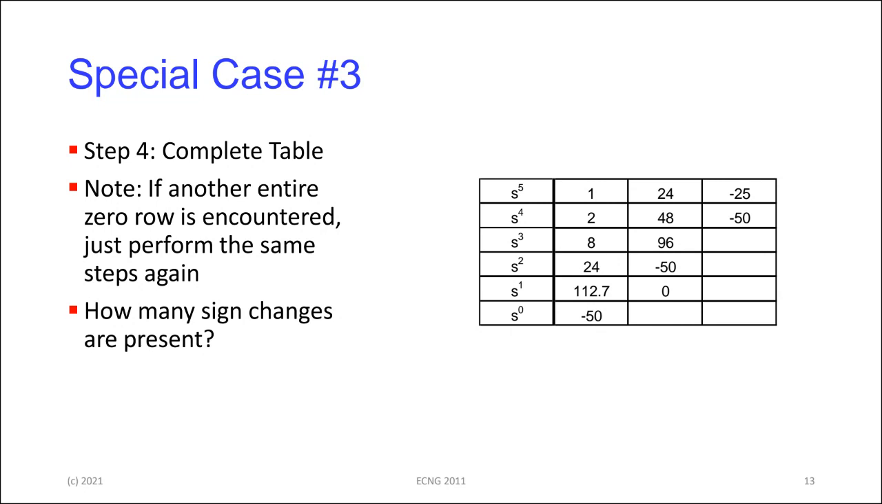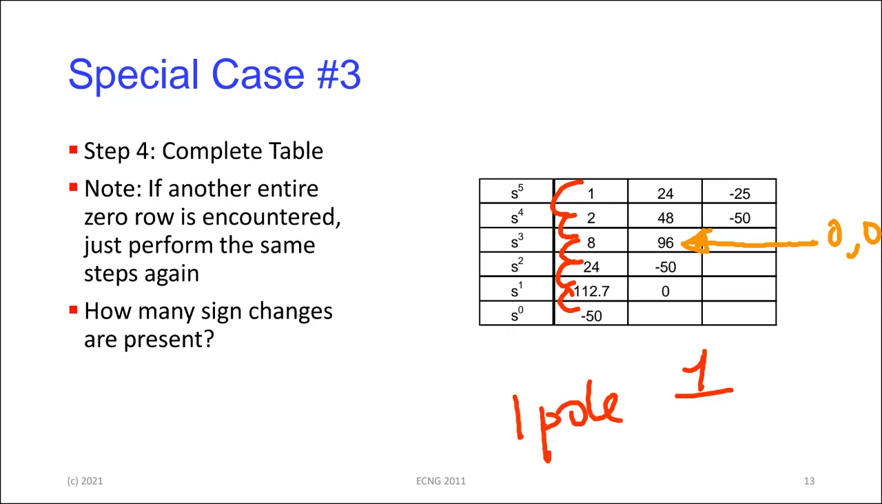Remember, this is really zero and zero. All right? But because it was zero and zero, we did a manipulation to allow us to fill in the rest of the table. So how many sign changes are present in this case? You count the changes as you go from cell to cell. No sign change, no sign change, no sign change, no sign change, one sign change. So this has one sign change, which means that there is one pole with a positive real part. In other words, one pole whose real part is out on the right-hand side of the S-plane.